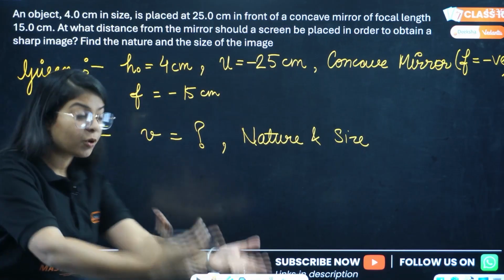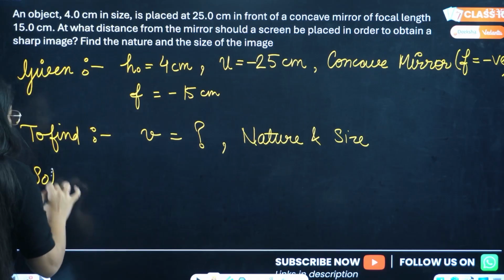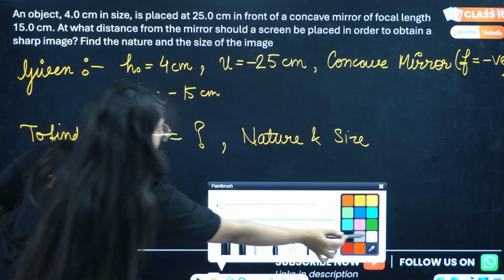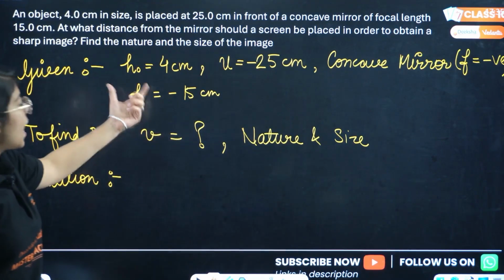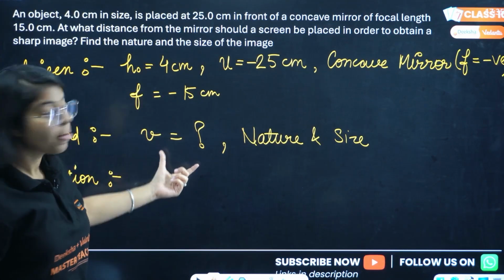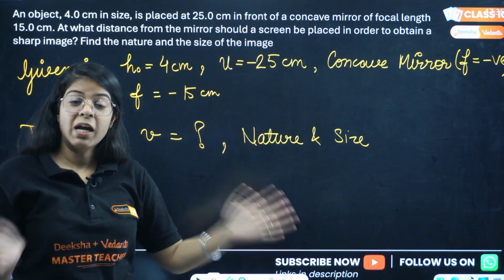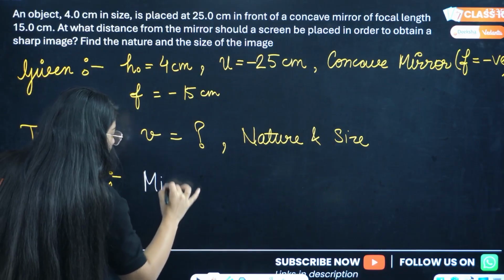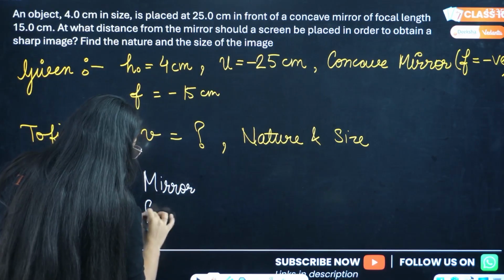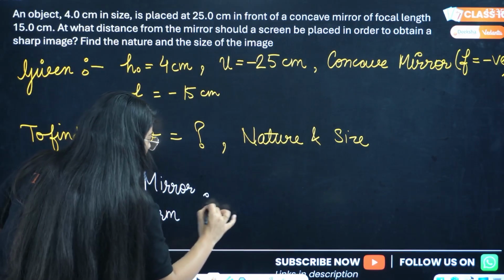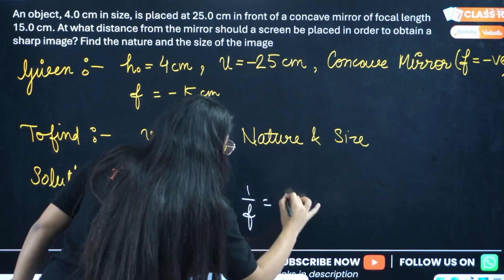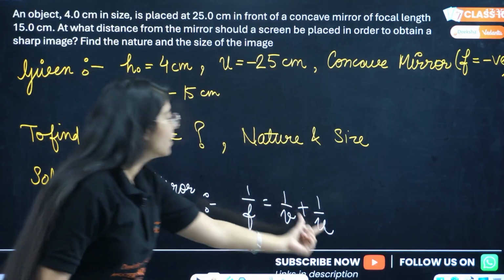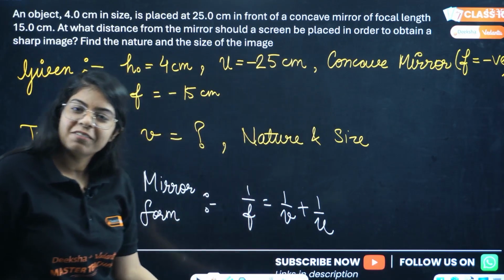Done. Now let's proceed towards the solution. Understood? This is how we have to start the question. This is how we have to read the question. Now let's see. I have to find V. I am given F and I am given U. It is a mirror. Can I use the mirror formula? Wait. What is the mirror formula? Mirror formula was simply what? 1 by F equals 1 by V plus 1 by U. Now I have F, I have U. Can I find V easily?